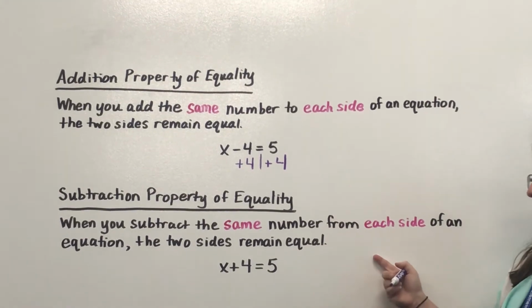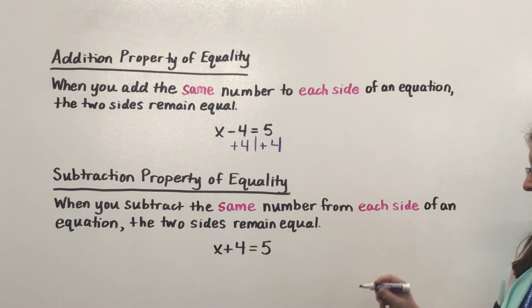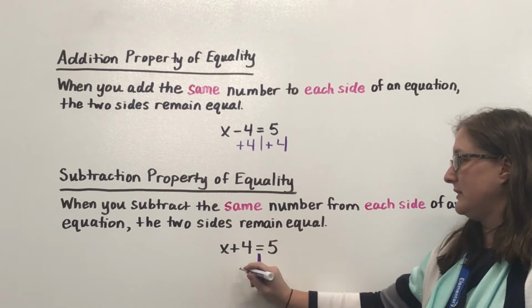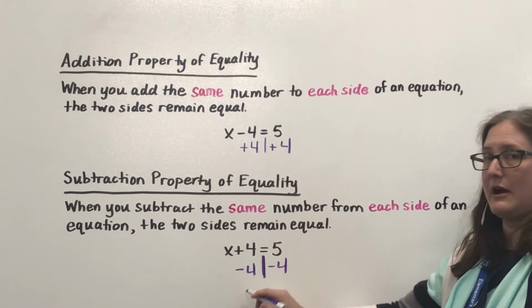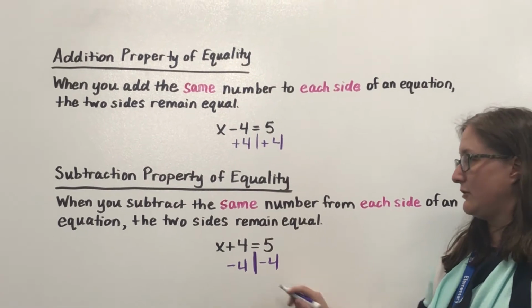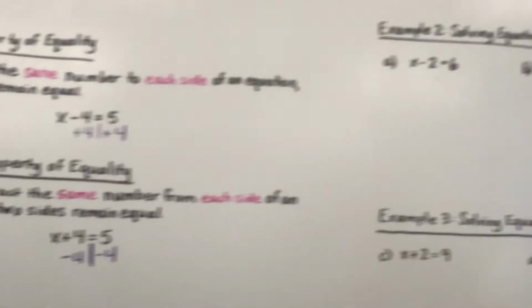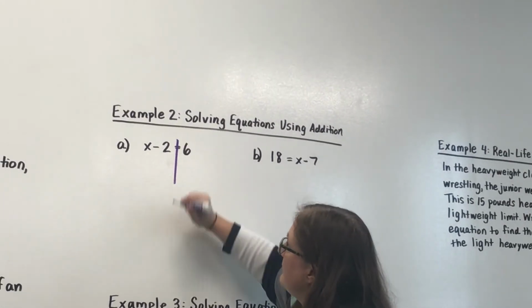The subtraction property of equality says the same thing about subtracting a number from each side. If I kind of split this down the middle, the opposite of adding 4 is subtracting 4. As long as I subtract 4 from each side, my equation will remain equal. So let's see how this helps us. If I'm trying to solve an equation using addition here, I'm going to split it kind of in half.